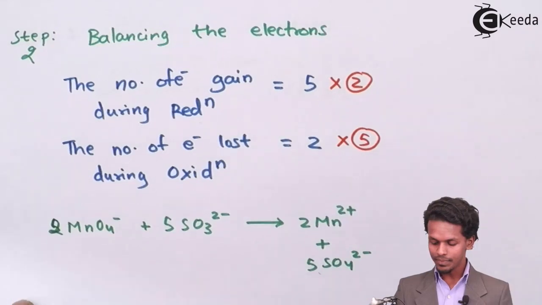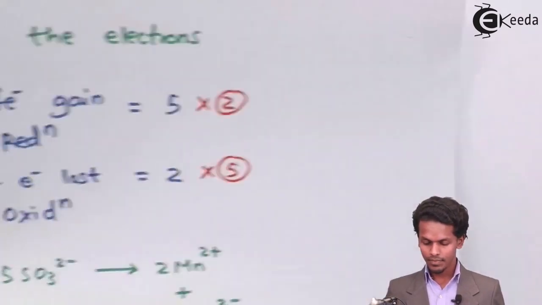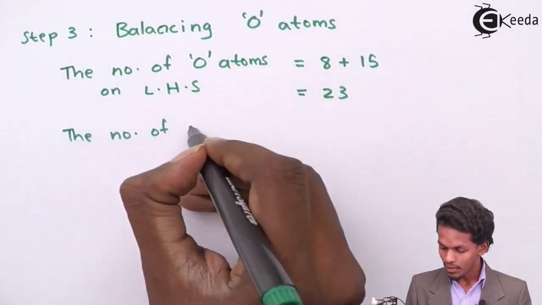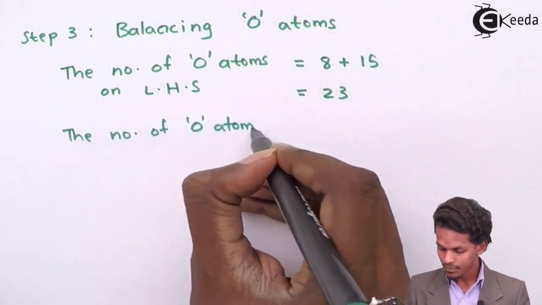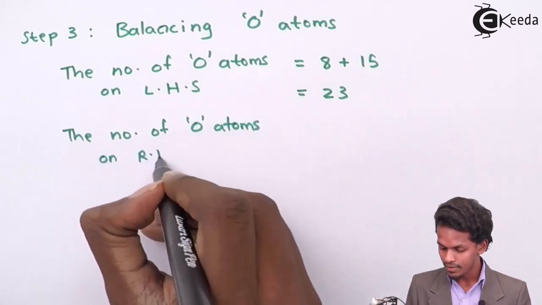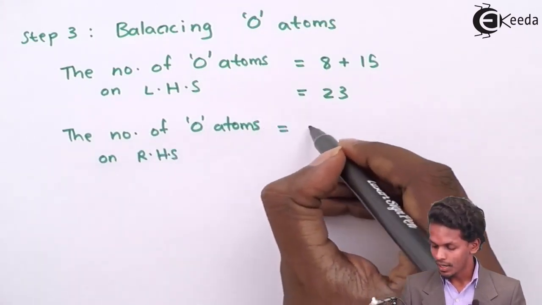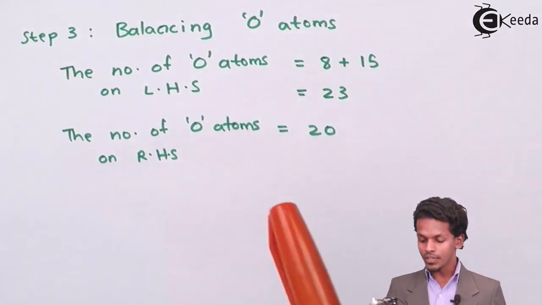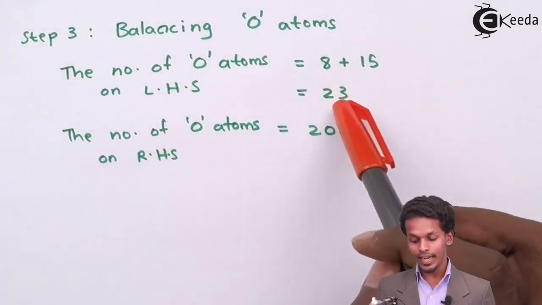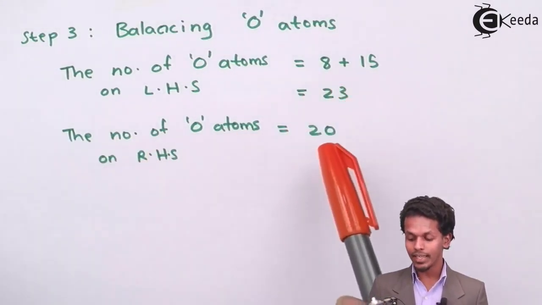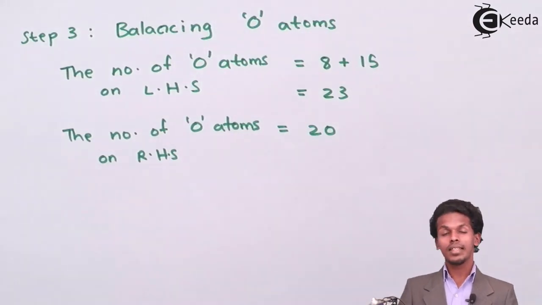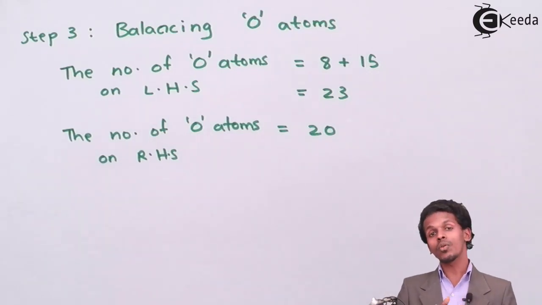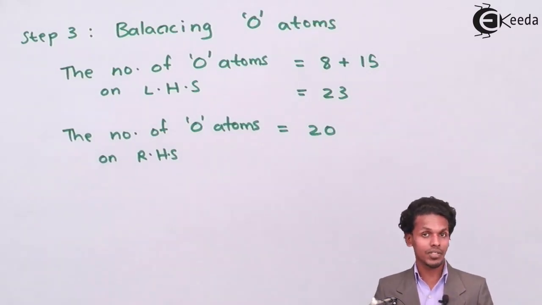So we could write it as the number of oxygen atoms on the right hand side is 20. But we should notice that the number of oxygen on the left hand side is 23, and the number of oxygen on the right hand side is 20. So the equation is not balanced with oxygen. So we are now going to balance the oxygen.